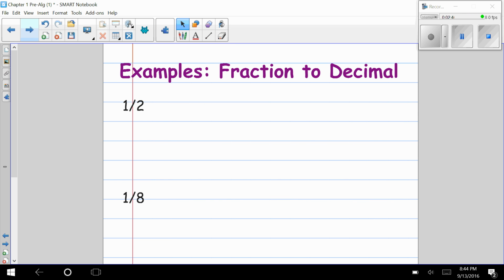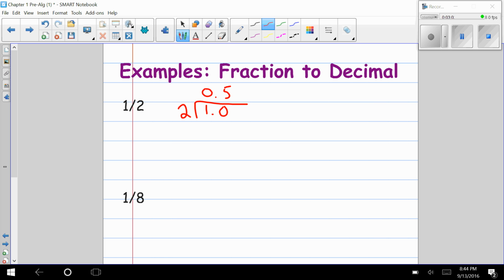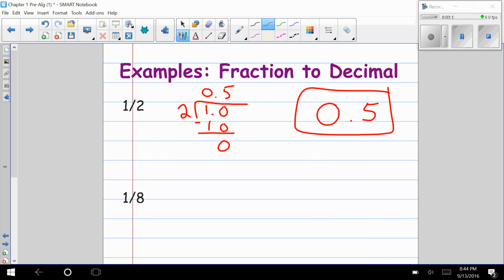So we're going to change a couple fractions into decimals quickly. 1/2. Remember, the 1 will go under the division, the 2 will go outside. 2 does not go into 1, so we have a 0. And we'll add our decimal and a 0 after that. 2 goes into 10 5 times. I get my 10 and nothing left over. That means 1/2 is equivalent to 0.5 or 5/10.